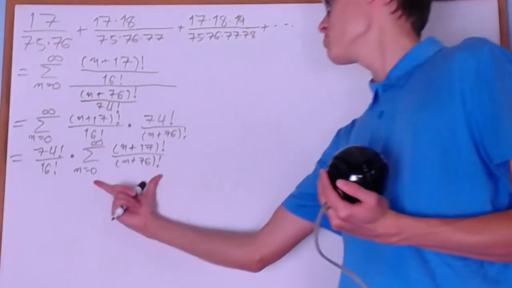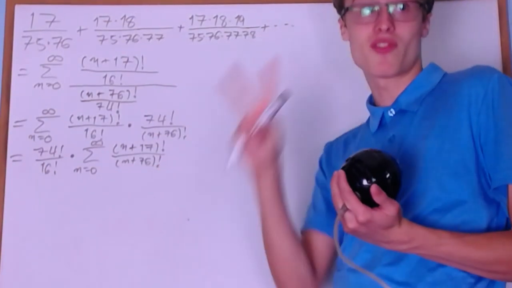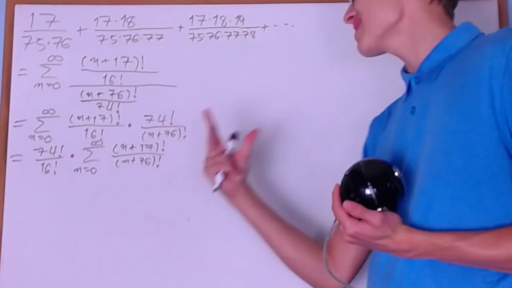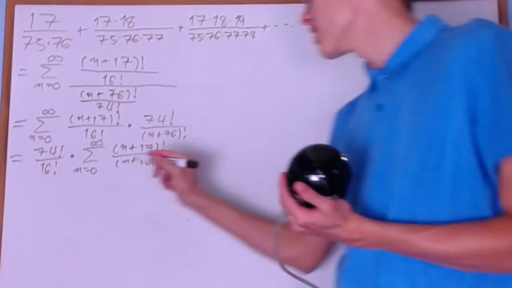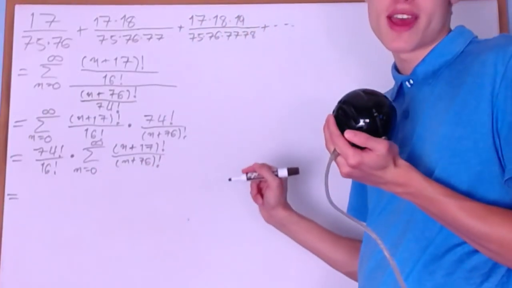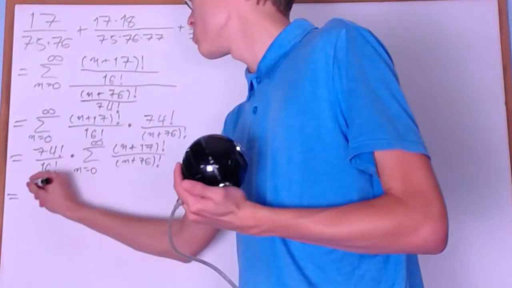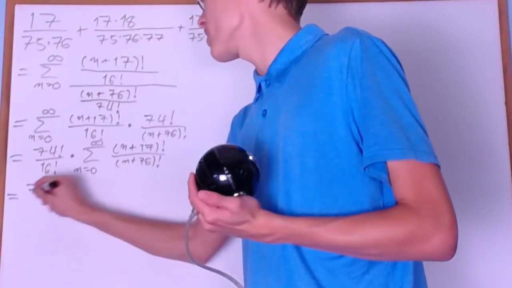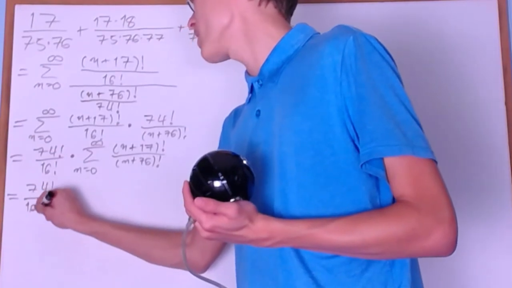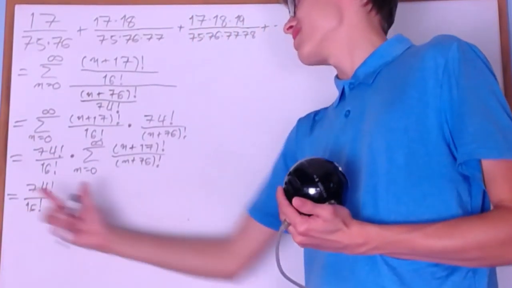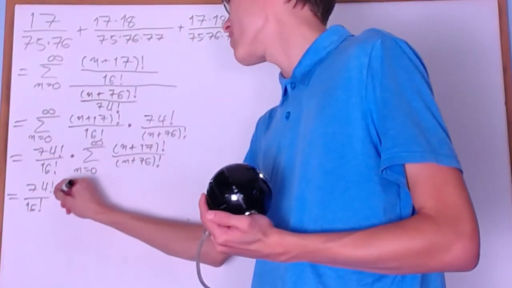I'm now going to simplify this. Well, simplify. I'm actually going to expand this and then simplify. And you'll see why I'll do that in a moment. So we'll do 74 factorial over 16 factorial. I'm not going to do anything with this. I'm just going to leave it written like that for now.